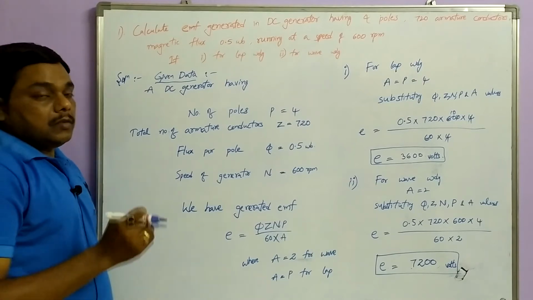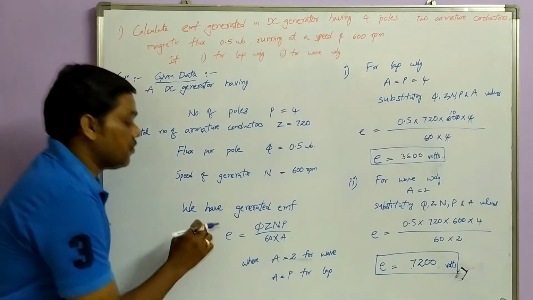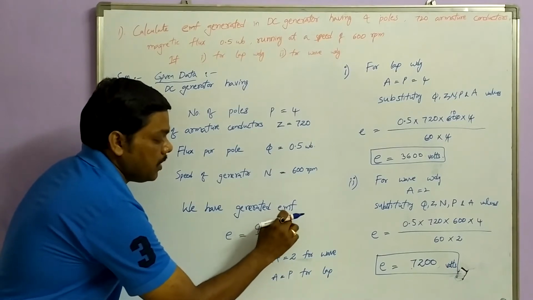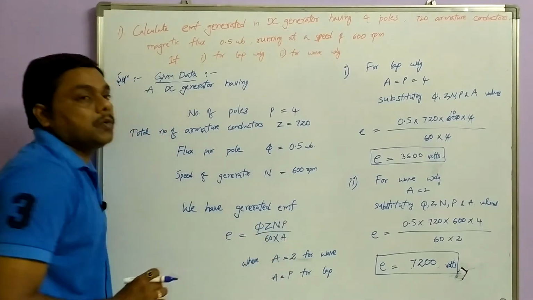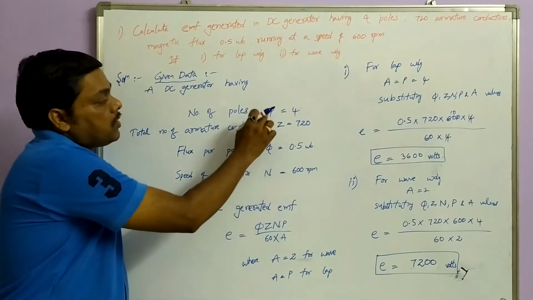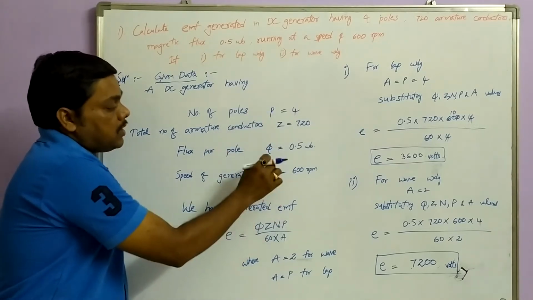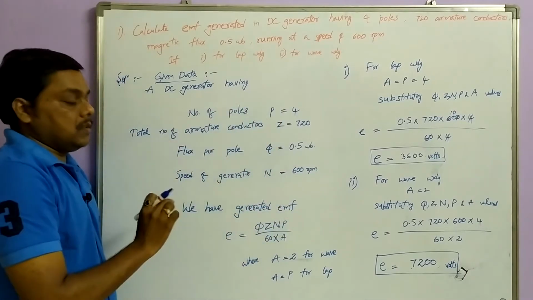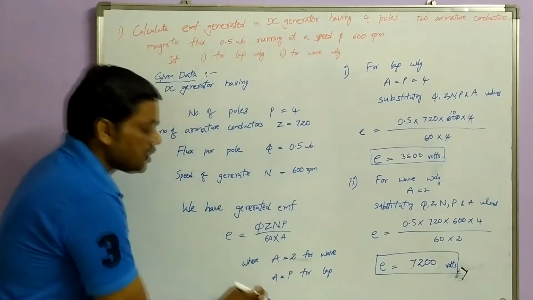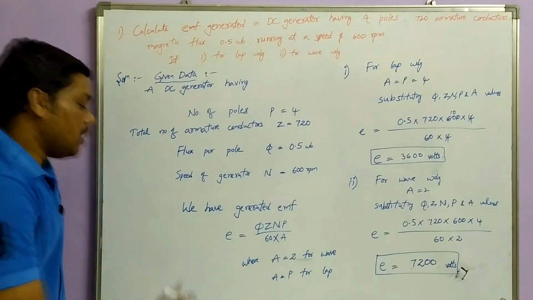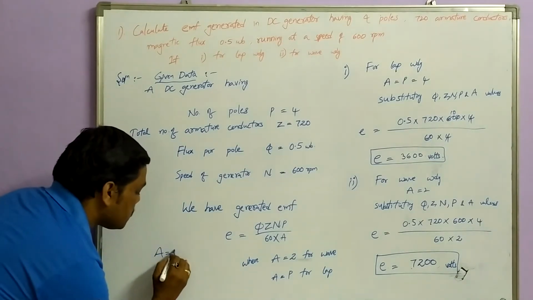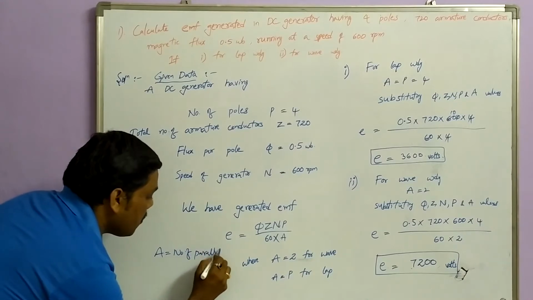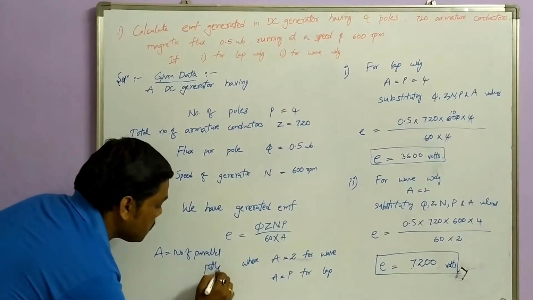We already know the generated EMF formula: E is equal to phi into Z into N into P by 60 into A. So phi is given, Z is given, N is given and also P is given. So what about A? What is A? A is nothing but the number of parallel paths.